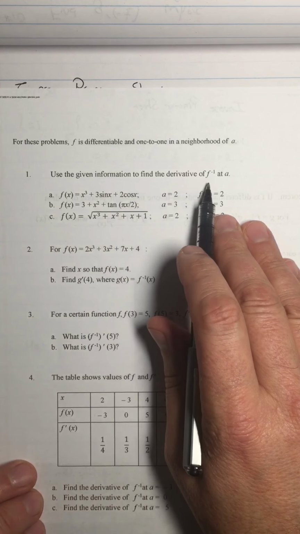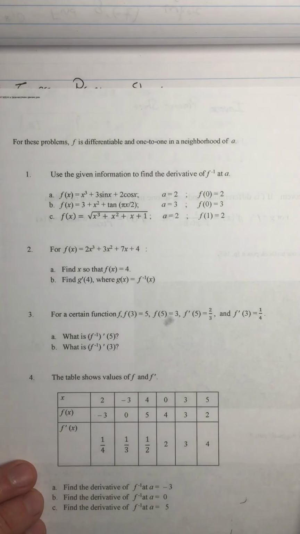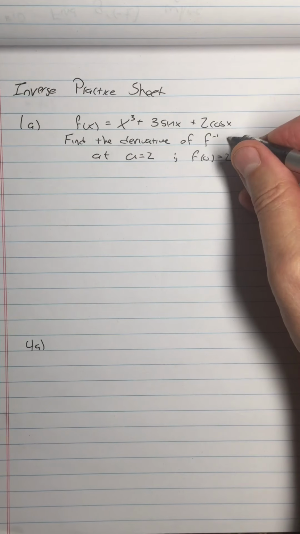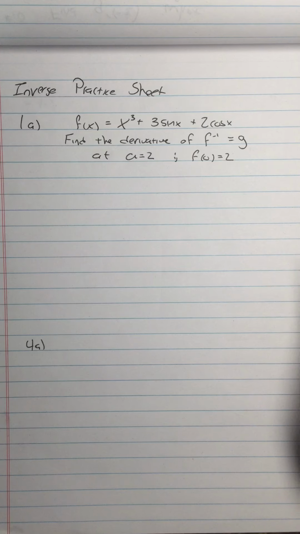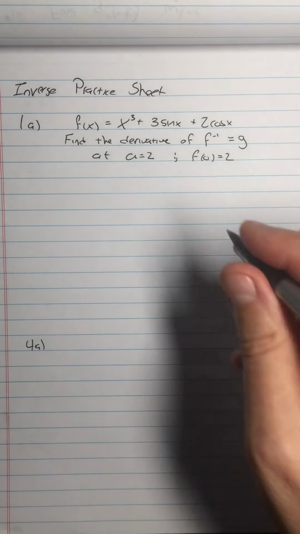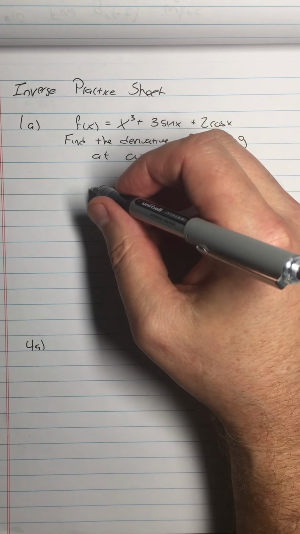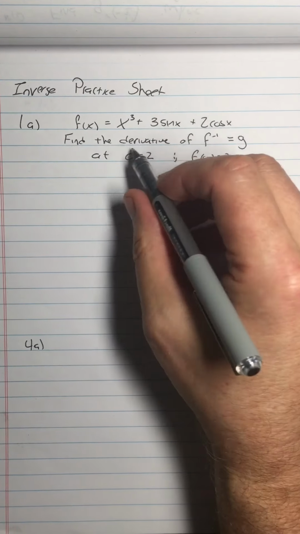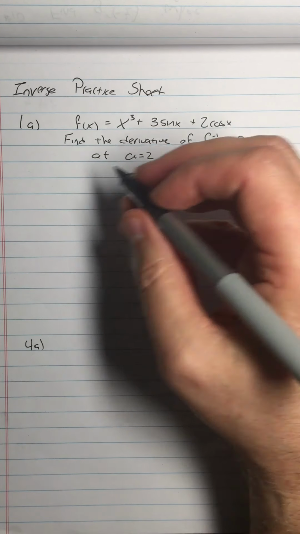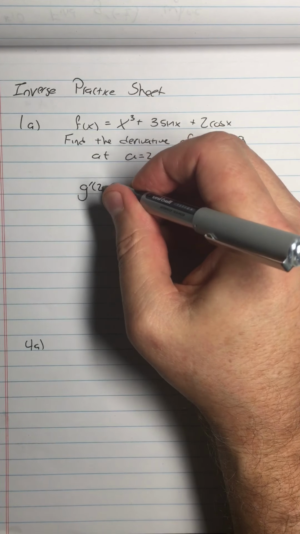It says, use the given information to find the derivative of f inverse at A. So this f inverse is what I've been calling G, but you should be able to work with it either way. All right, so I'm going to call it G for now. Slightly less confusing, a little bit easier to write. We want the derivative of G at A equals 2, so we're really looking for G prime of 2, right?